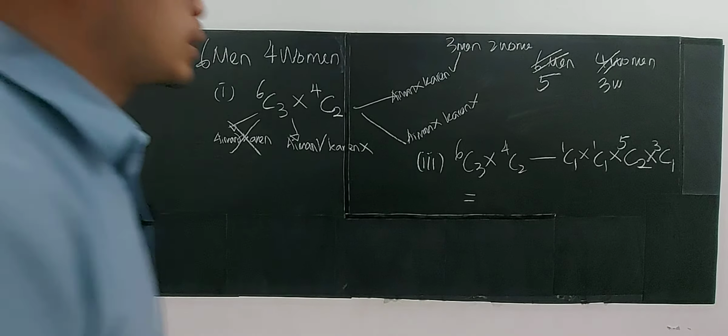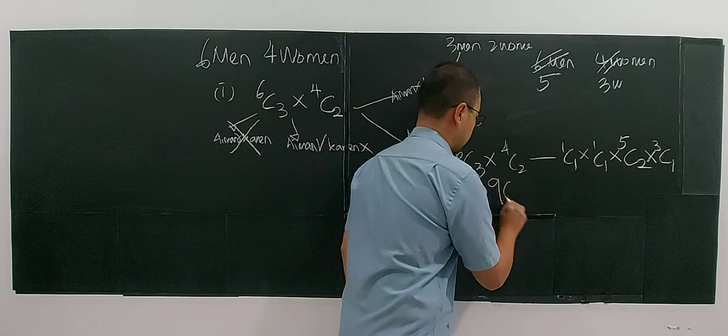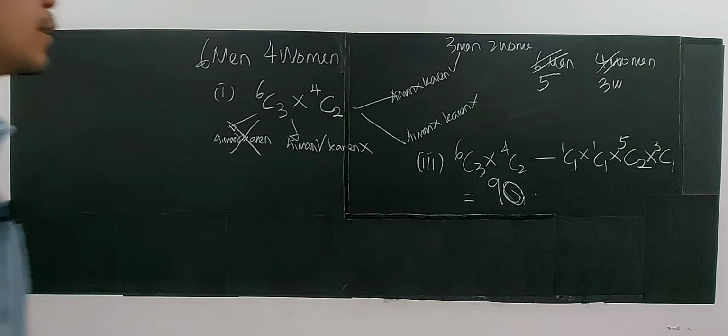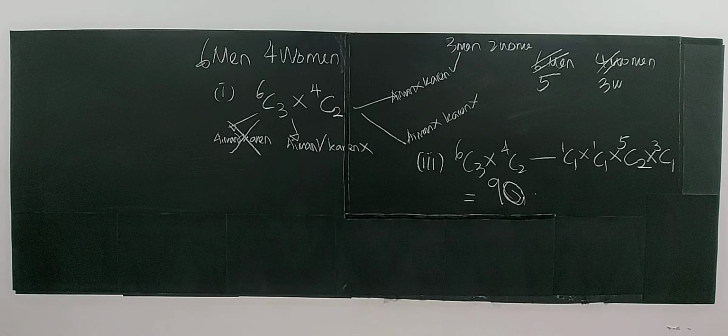Which will give you the result of 90. Alright, hope you understand. It actually depends on how you understand the situation. There is actually no absolute right for permutation and combination, because different people understand the situation in different ways. Alright, hope you understand. So we will go for more examples.